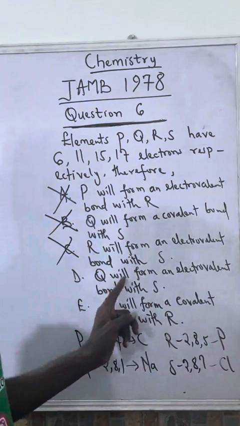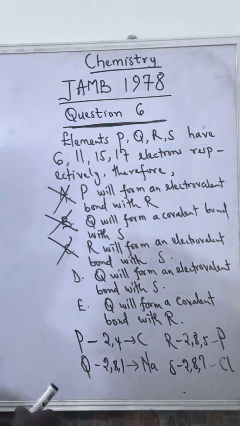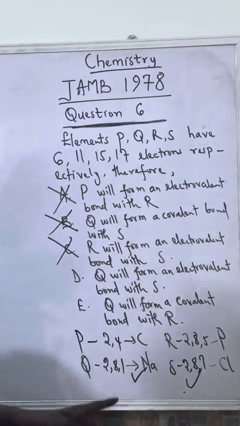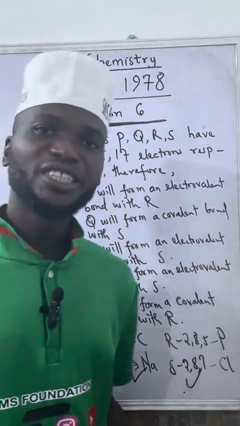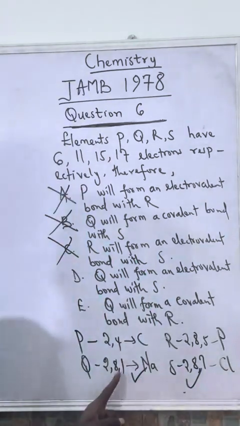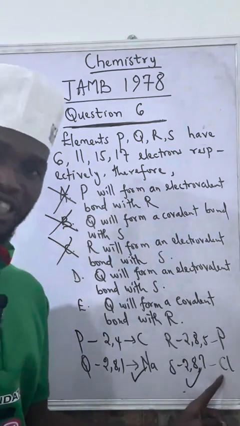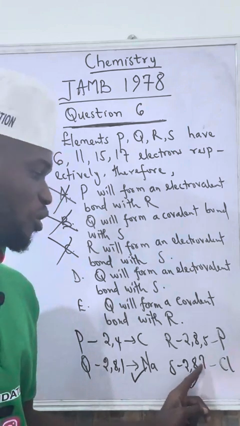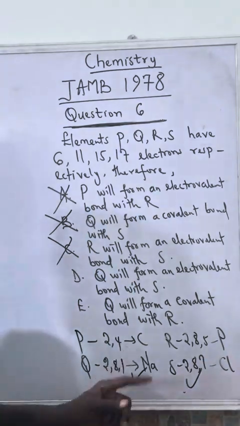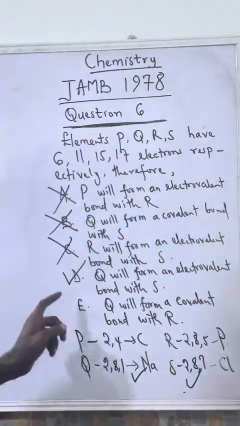Let's go for D. Q will form an electrovalent bond with S. Q is sodium, and S is chlorine. Q is a metal, while chlorine is a non-metal. Sodium can transfer one electron, which is in its outermost shell, to the chlorine to complete the octet state. So that means this is possible. It is only D that is possible. So therefore, the correct answer is option D. Thank you.